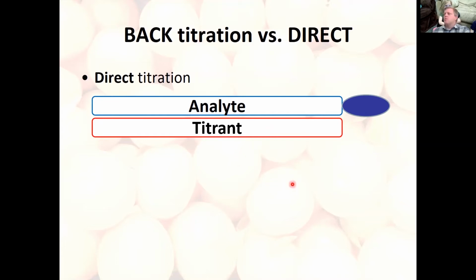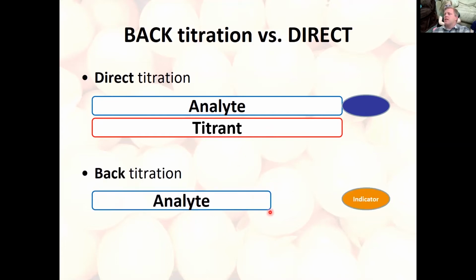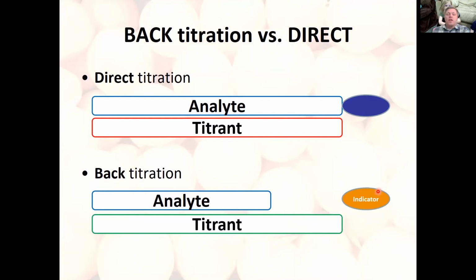But what happens when you have an analyte that doesn't interact with any useful indicators? So you have no way of actually changing color when your titration is done. And you also don't have any useful indicators that interact with your titrant either. What are you going to do?